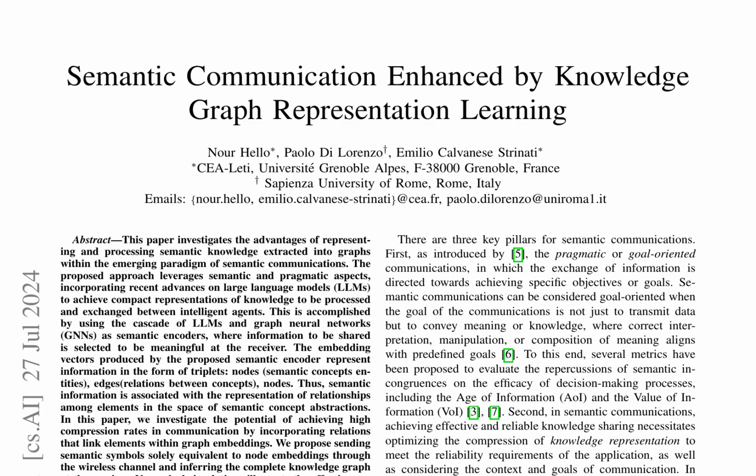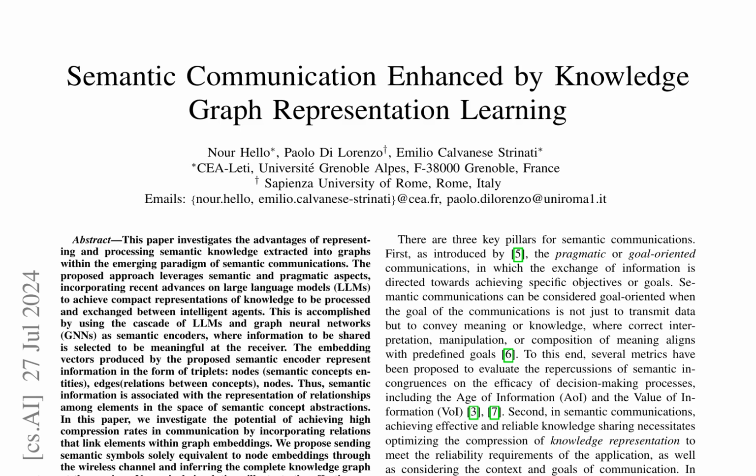The approach uses a cascade of LLMs and graph neural networks, GNNs, as semantic encoders, where information to be shared is selected to be meaningful at the receiver. The embedding vectors produced by the proposed semantic encoder represent information in the form of triplets: nodes, semantic concepts, entities; edges, relations between concepts, and nodes. This representation associates semantic information with the relationships among elements in the space of semantic concept abstractions.